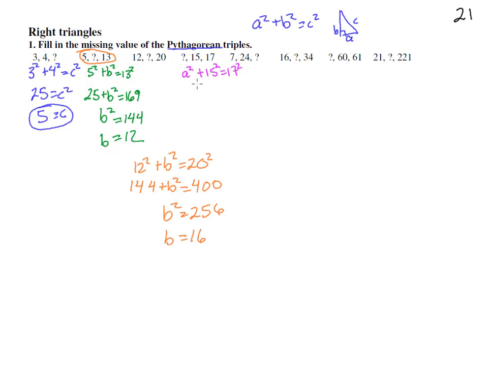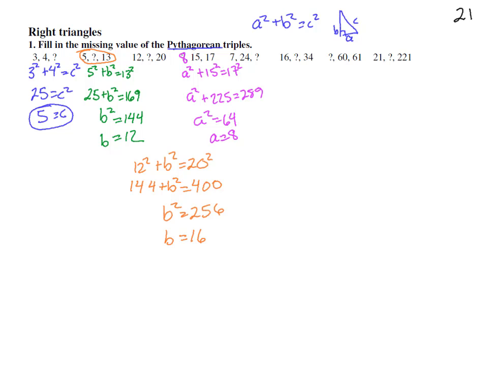Okay, on the next one we have a squared plus 15 squared equals 17 squared. So we subtract 15 squared from both sides and we get a squared. Let's see what that is. That's 225, and 17 squared is 289. So a squared, if we subtract those, is 64. Oh, good. That's nice. A equals 8. So 8, 15, 17 is that one.